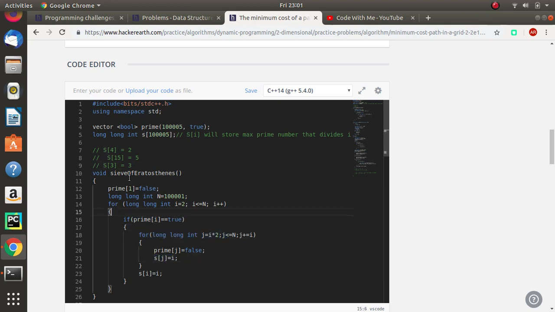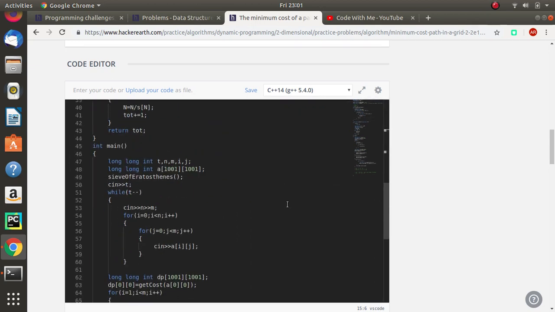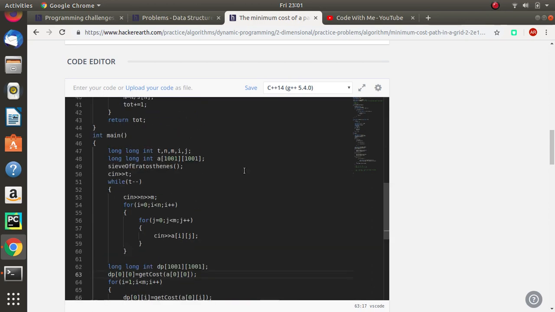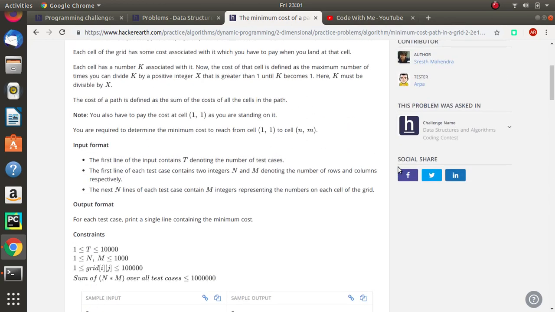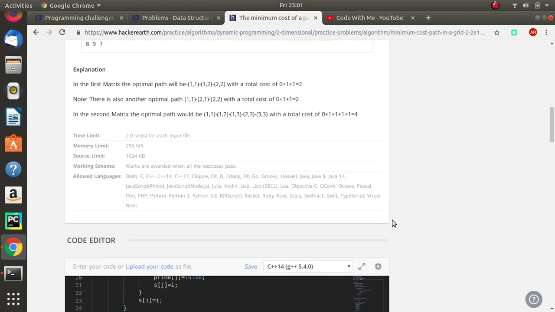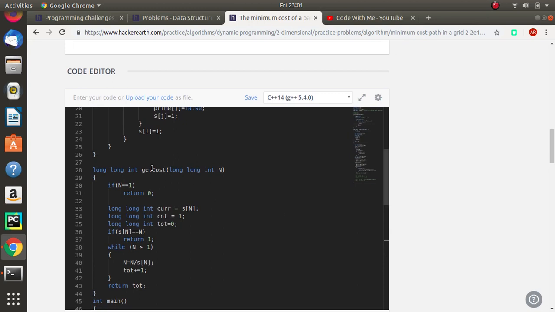So now we have marked this, we have a prime vector field, and we also have array s. Now what we'll do is make a simple dp. So we have written the get cost function. For each cell, as they have mentioned, we need to find out the maximum number of times it can be divided, and that will be the cost. So for getting that cost, we have written the get cost function.